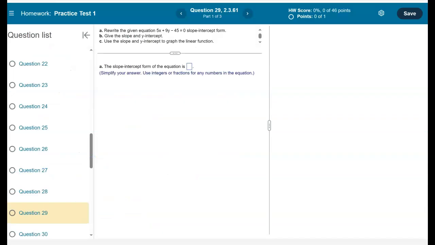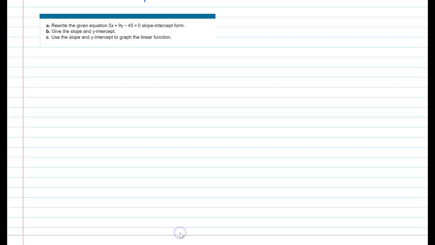Next problem. Rewrite the given equation in slope-intercept form and then give the slope and y-intercept, and use the slope and y-intercept to graph the linear function. So let's go ahead and solve that. Let's rewrite that in slope-intercept form. Slope-intercept form is of the form y equal to mx plus b.